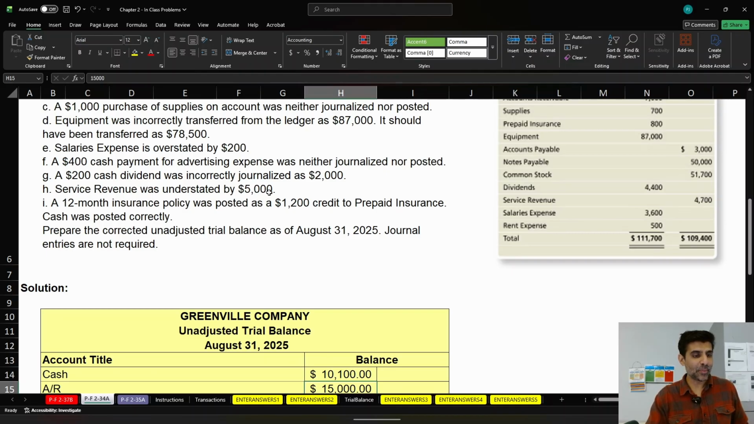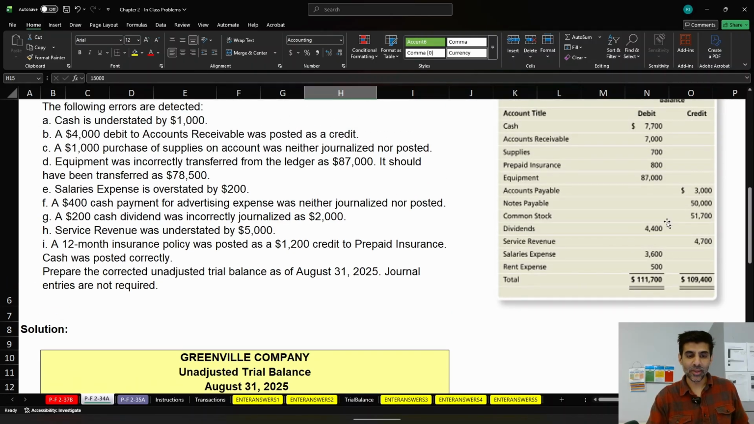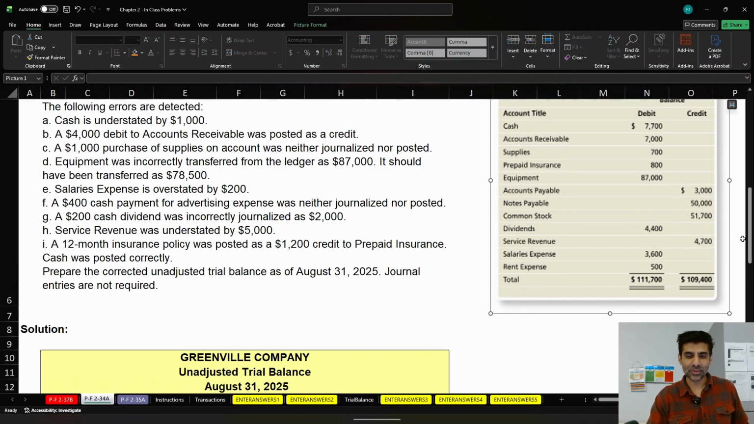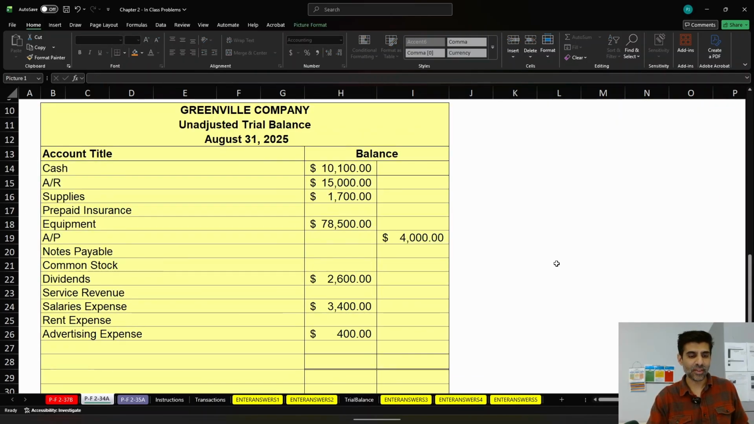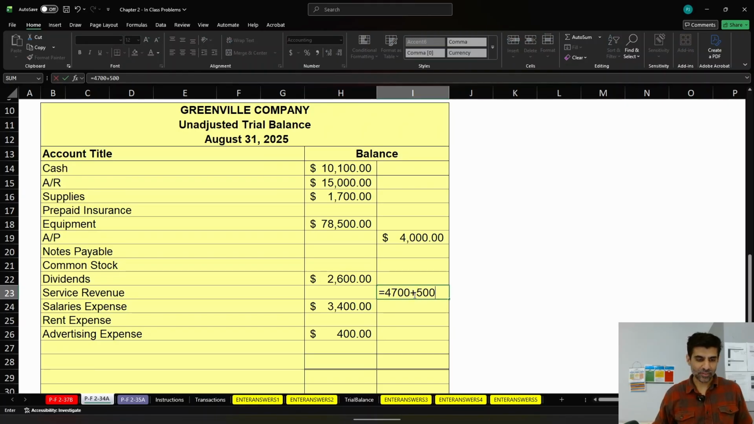Okay, so service revenue is understated by 5,000. Okay, so this is just another example. We just add 5,000 to the existing balance. So 4,700 is the existing balance plus 5,000.